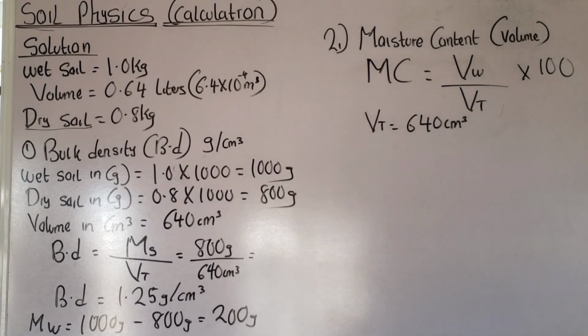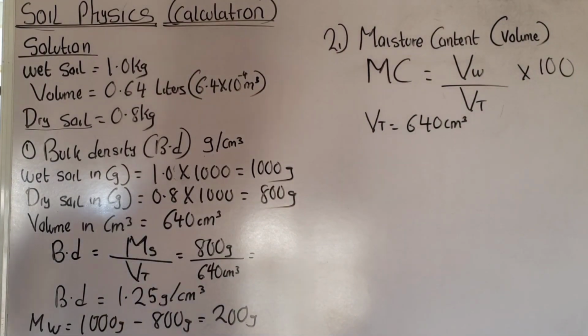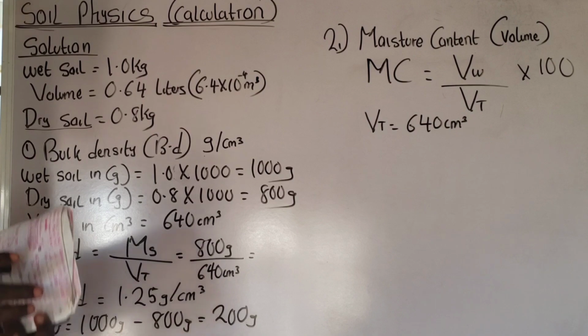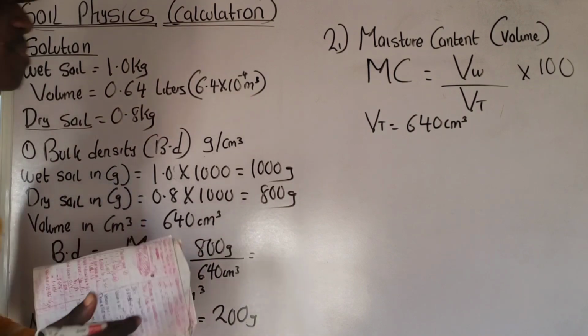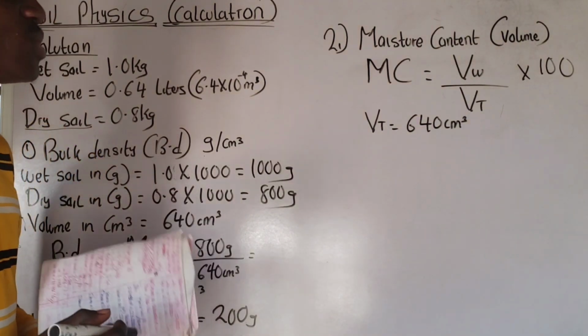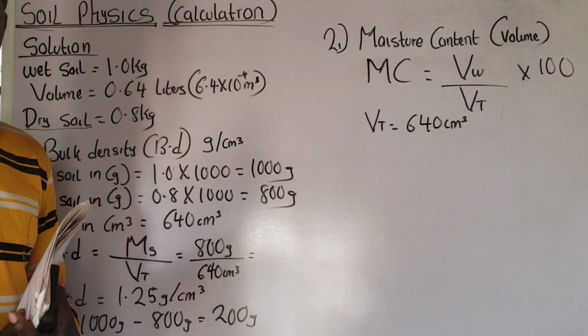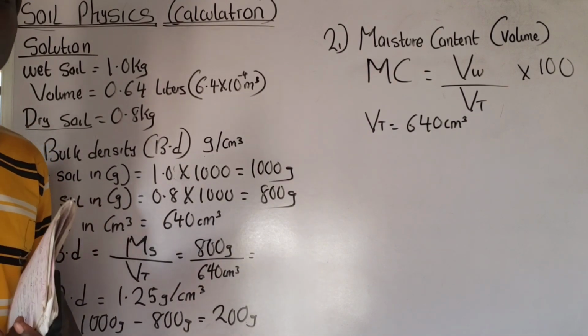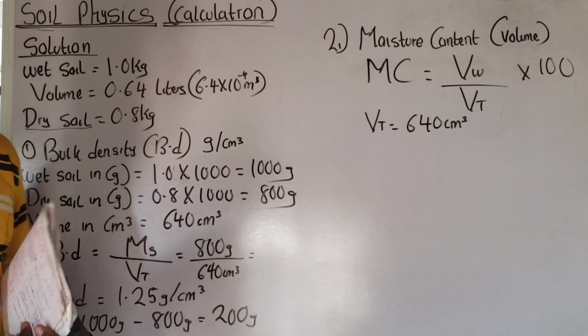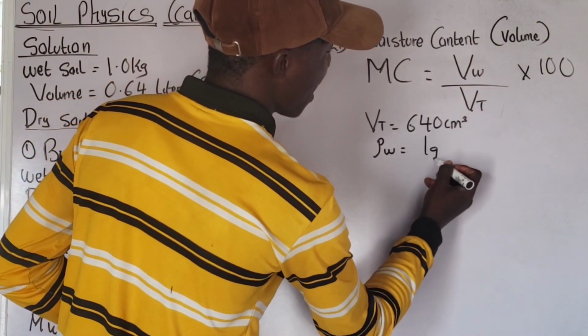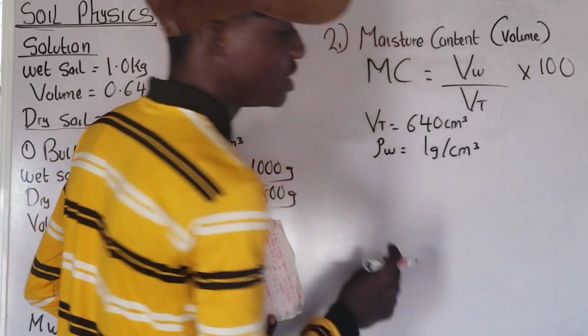Just pay attention. To calculate the volume of water, we have to use the density of water. The density of water is constant. I want to determine the volume of water because I cannot determine the moisture content on volume basis without knowing the volume of water. The volume of water will be gotten from the density of water. The density of water equals 1 gram per centimeter cube, and it is constant.